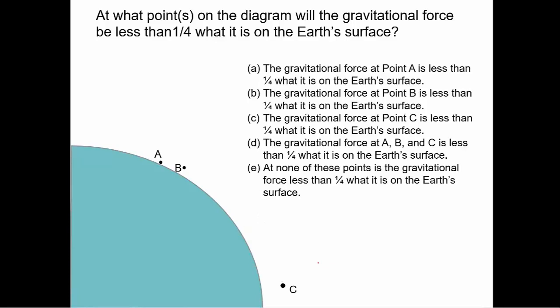A, the gravitational force at point A is less than 1/4 what it is on the surface. B, the gravitational force at point B is less than 1/4 what it is on the surface. C, the gravitational force at point C is less than 1/4 what it is on the Earth's surface. And D, the gravitational force at A, B, and C is less than 1/4 of what it is on the Earth's surface. And E, at none of these points is the gravitational force less than 1/4 of what it would be on the Earth's surface.